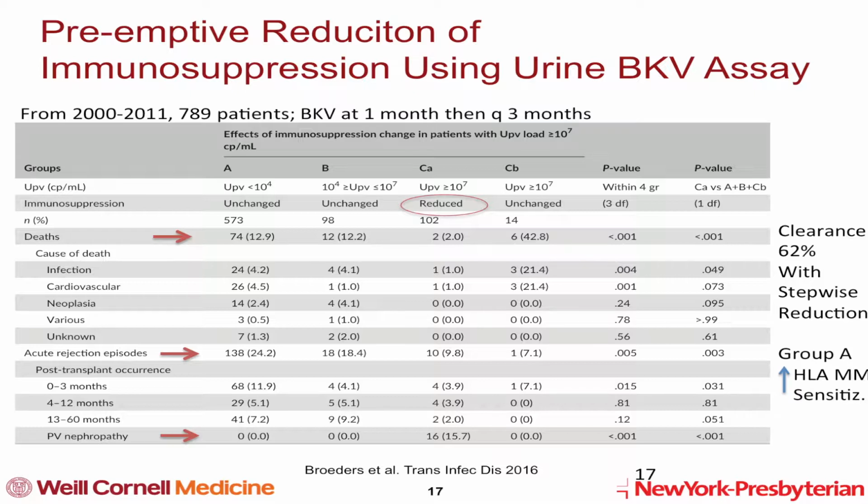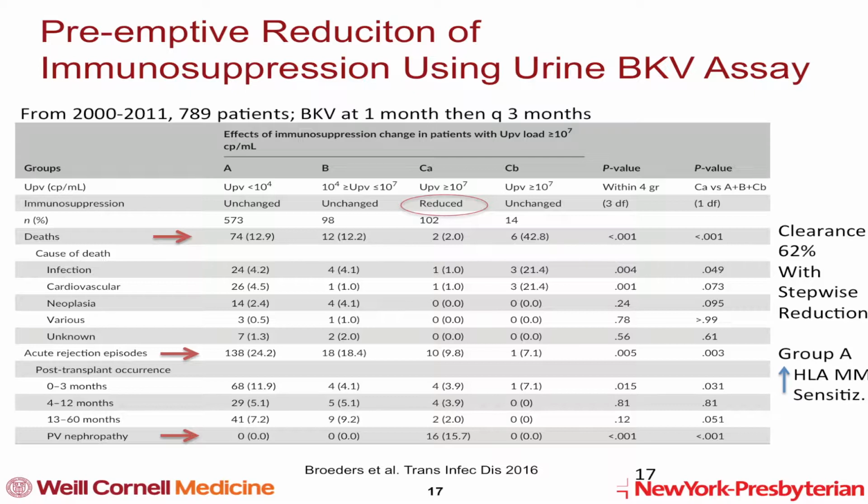So we're really looking at the Group C where they reduced immunosuppression sequentially, and if you look at the bottom, in terms of clearance, 62% of the patients received viral clearance. But if you look at the bottom, the nephropathy rates were 15% in that same group, Group C. So despite reduction in immunosuppression, a small cohort of patients went on to develop nephropathy. In the groups that had copies less than 10 to the 7th, nobody developed nephropathy.